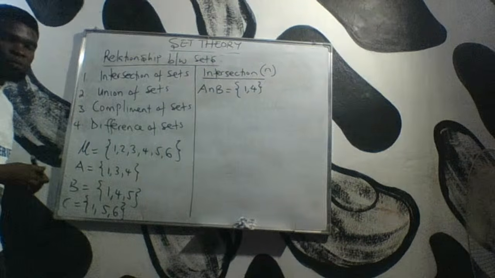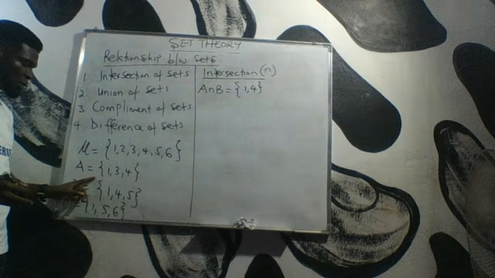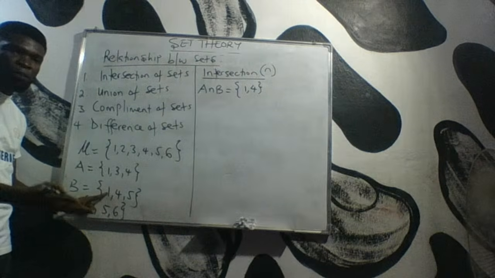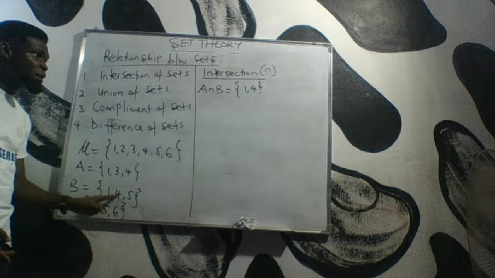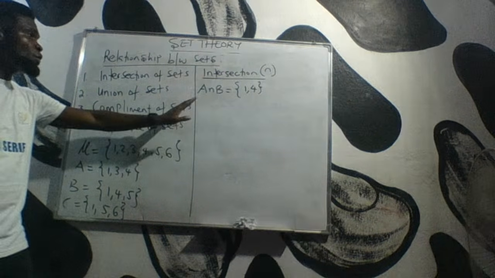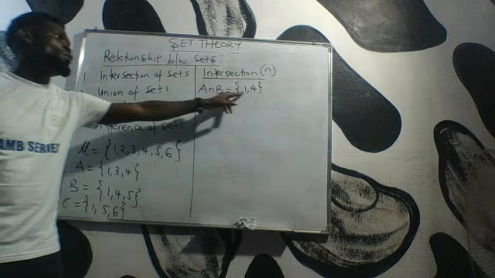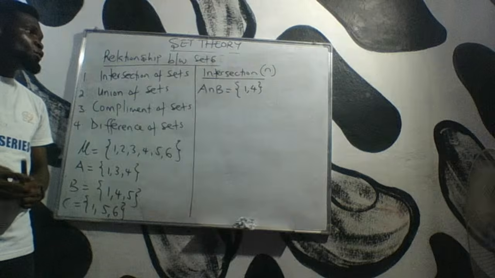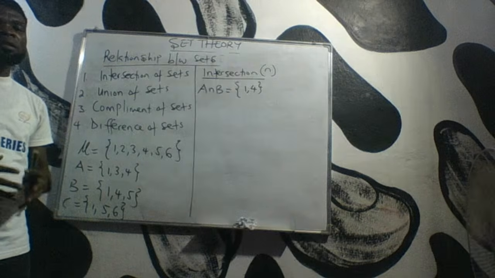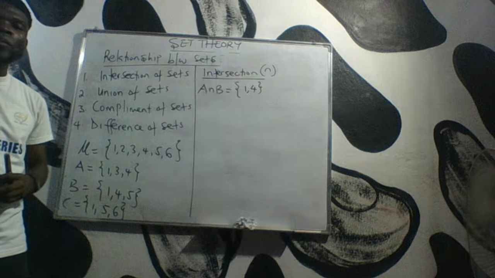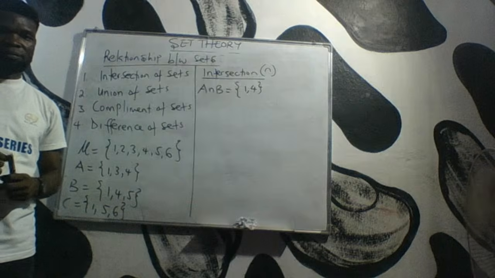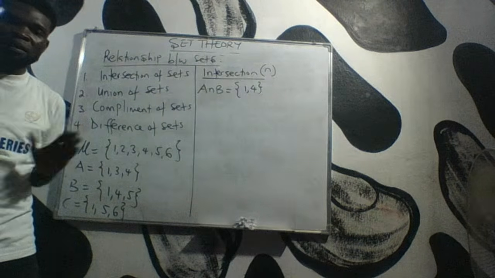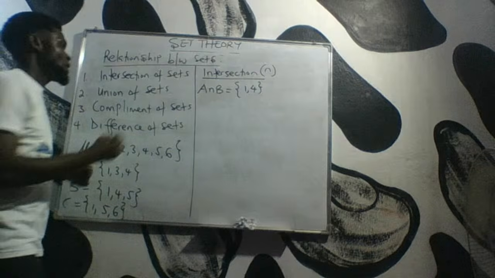So intersection of these two sets, A and B, is 1 and 4. One is here, one is here, you pick one. Four is here, four is here, you pick four. So the intersection of these two sets, A and B, is 1 and 4. So intersection of two sets, A and B, is a set of elements that is common to both sets. As you can see, 1 and 4 is common to both sets. So that's how to find intersection of sets. Very simple.